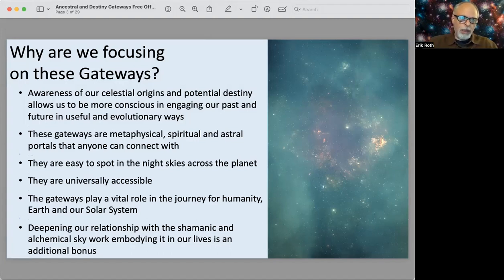Working with that in this way, particularly with the gateways, we can have an awareness of both our celestial origins and our potential destiny, and it allows us to be more conscious in engaging our past and future in useful and evolutionary ways. These gateways are also metaphysical, spiritual, and astral portals that anyone can connect with. It doesn't necessarily need to have a planet in a certain position. These stars are available. And probably 95% of the Earth's population can see both of these.